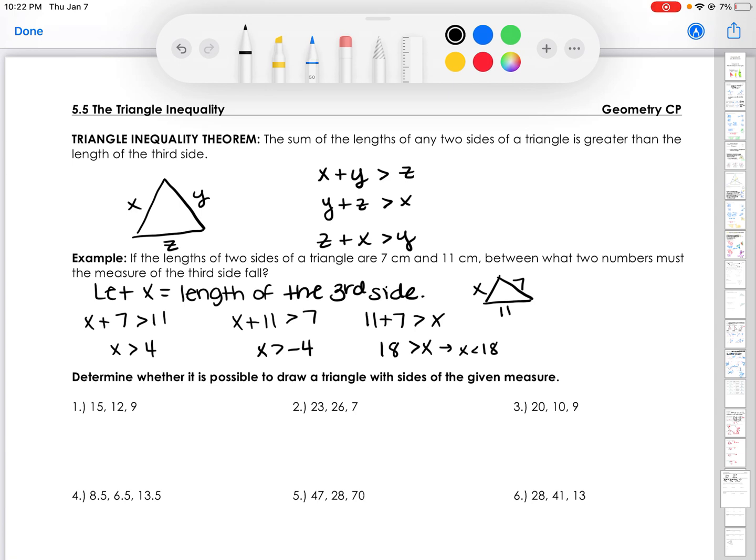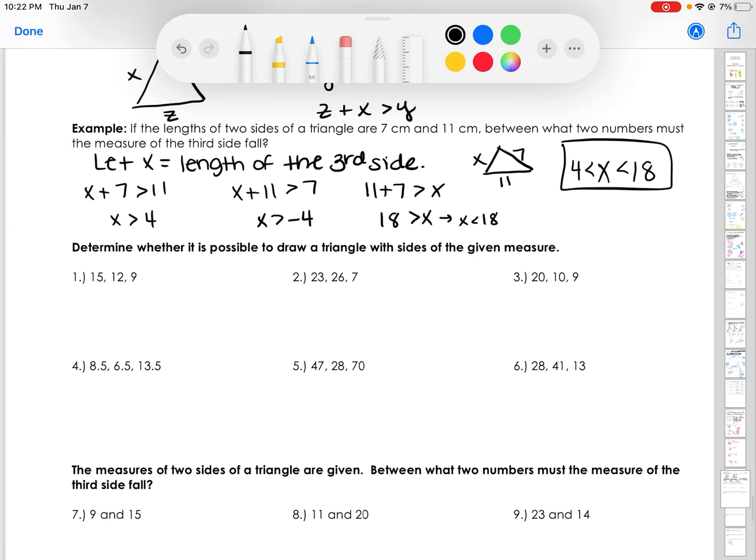Well, if x has to be greater than 4, it's automatically greater than negative 4, so I don't really have to worry about that. But I do want to make sure that my x's are bigger than 4, but smaller than 18. So we're going to be between 4 and 18. And that's my answer. The next thing I want to do is determine whether it is possible to draw a triangle with the sides of the given measures.